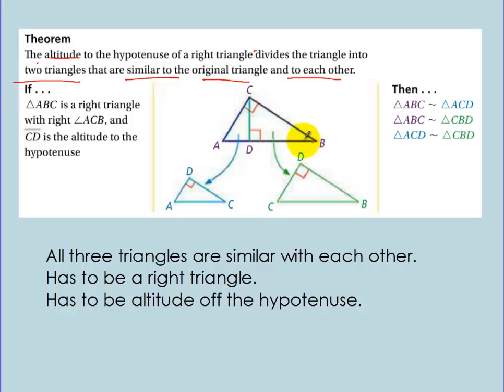We have the main triangle, and it divides it up into two little babies. This baby over here, and the bigger baby over here. These triangles are all similar to each other. And that's kind of neat.